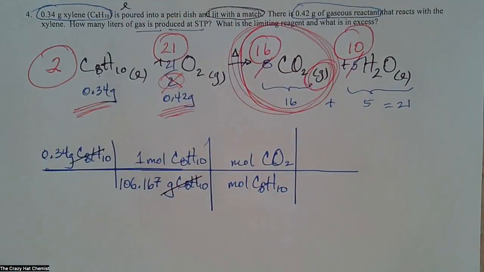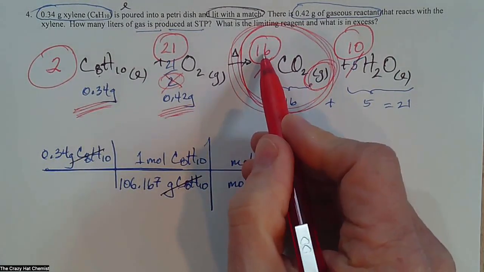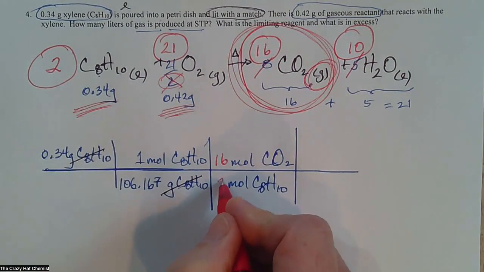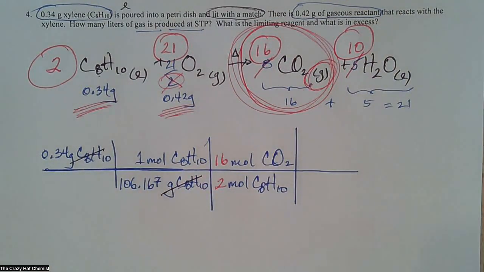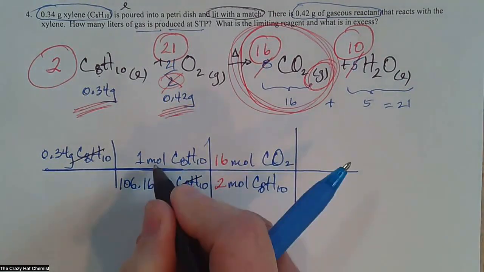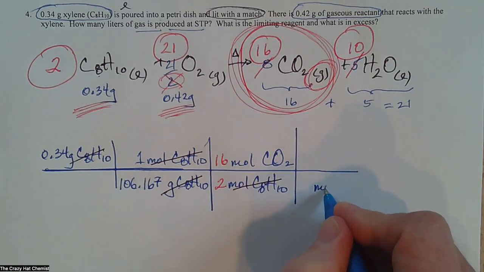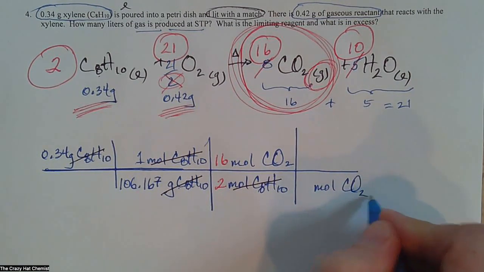And then we're going to use the stoichiometric coefficients from the balanced equation. In front of the carbon dioxide is a 16. In front of the xylene is a 2. And then it says that we want to get 2 liters of gaseous product. So this enables us to cancel out moles of the xylene. So we're going to have moles of CO2.